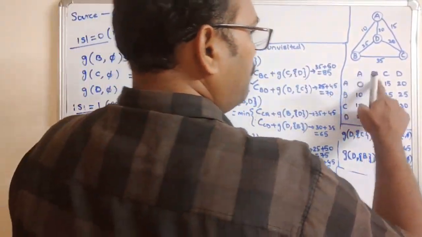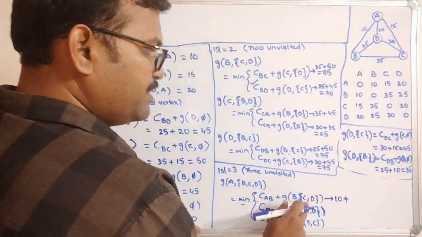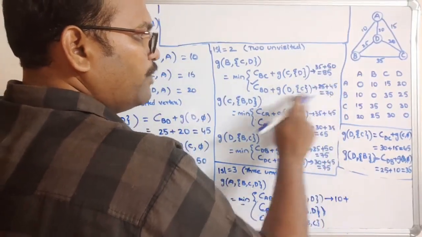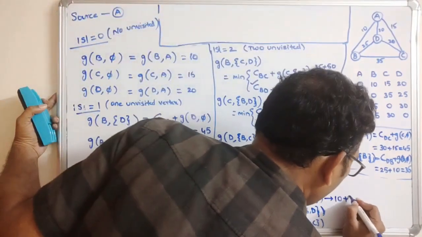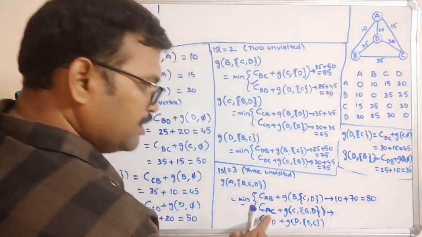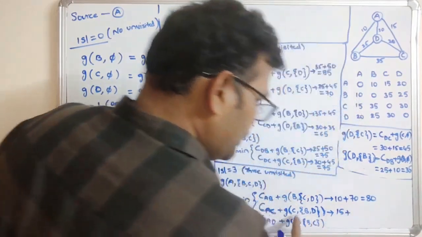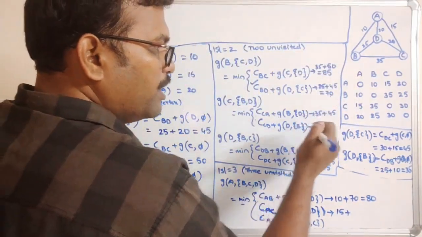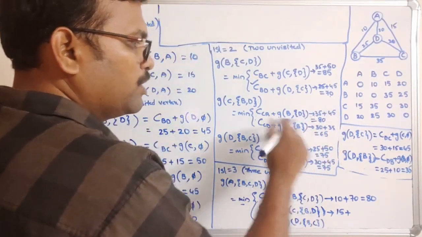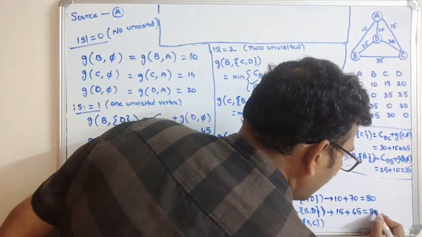C of AB, so AB cost is 10 plus G of B comma CD. So here we have calculated, and here we are having 2 values. Among these we have to select the minimum, so 70, which gives 80. And the next one, AC, A to C, it's 15 plus G of C comma BD. Here also we have calculated 2 values, 80 and 65. So among these we have to select the minimum, 65. So it is also 65 and the result is 80.